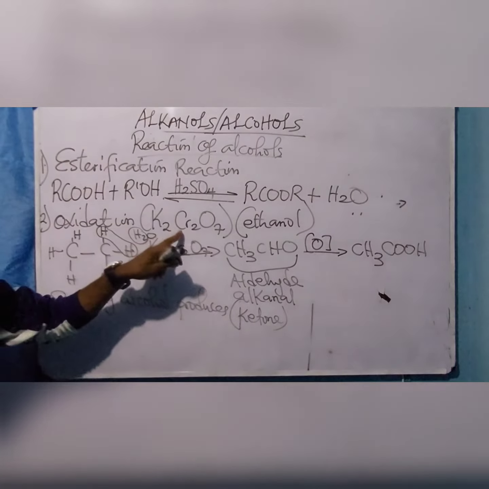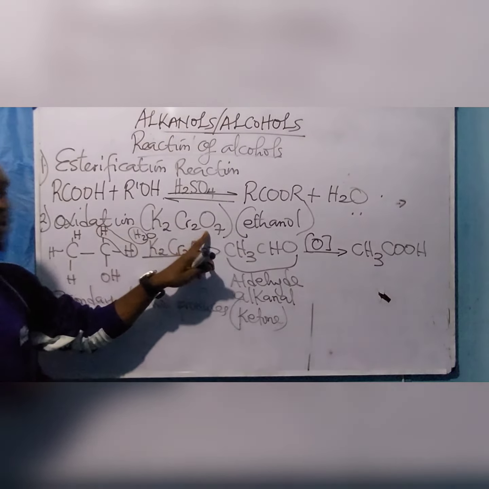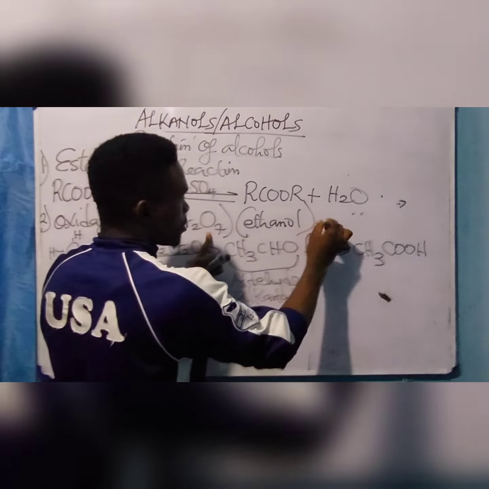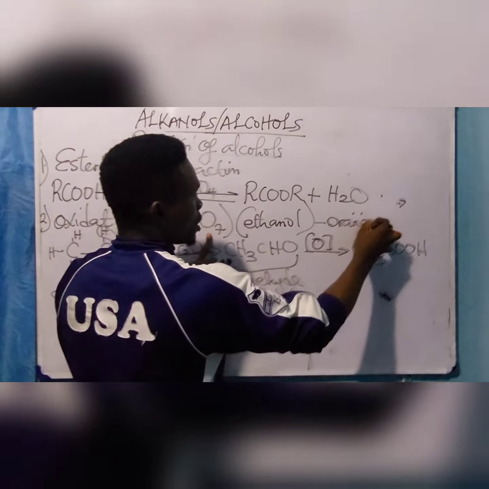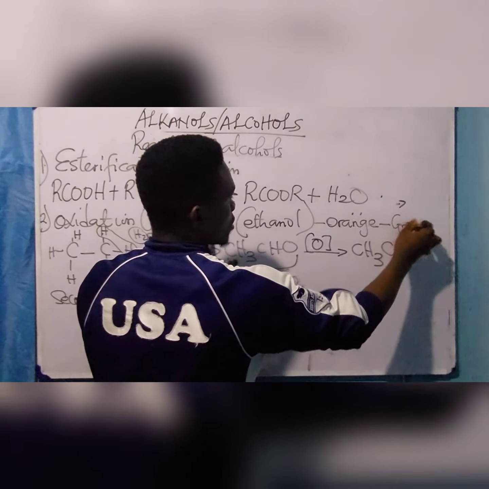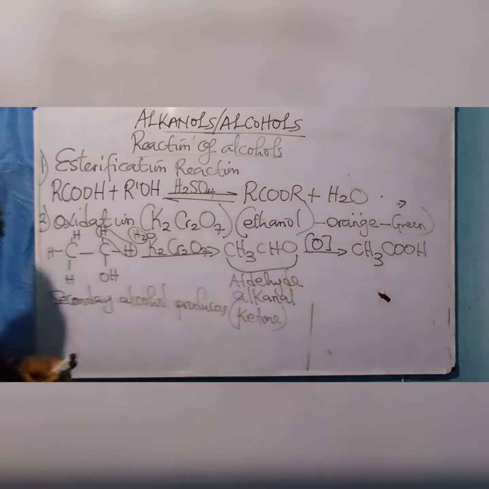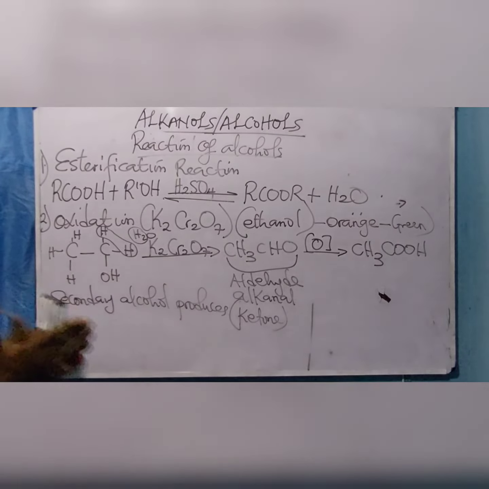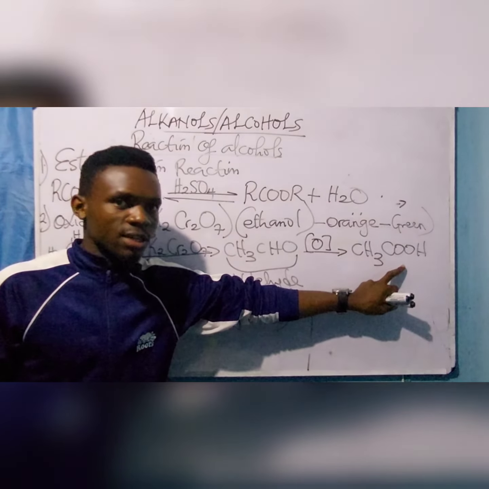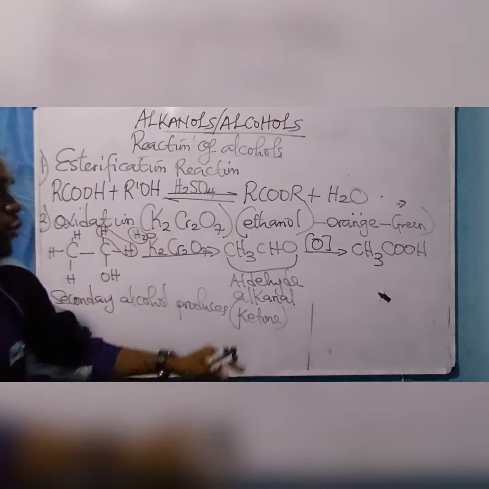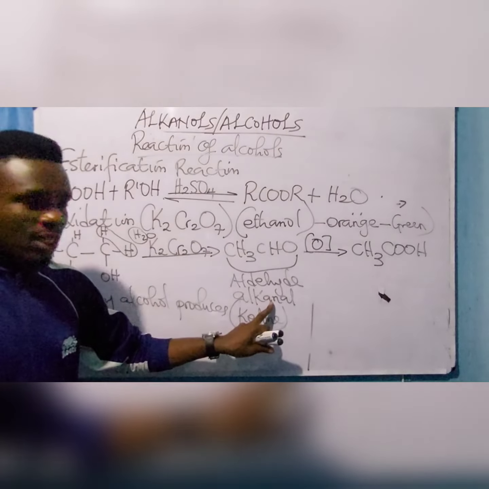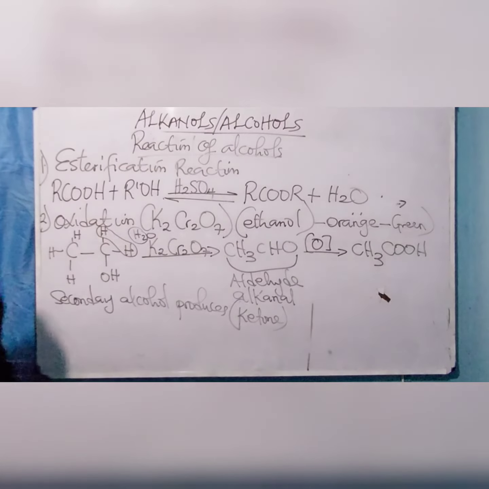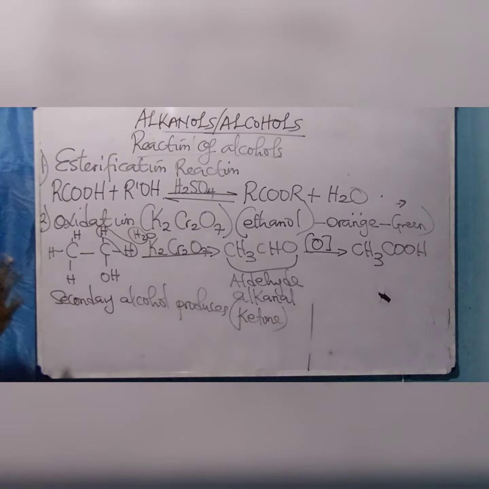So please, during this process, this potassium heptaoxodichromate(VI) changes from orange to green. Please take note of the color change. It changes from orange to green during this reaction. So please, complete oxidation of primary alcohol results in the production of a carboxylic acid, while the partial will produce aldehyde or alkanal. The secondary alcohol produces ketone. Tertiary alcohol cannot be oxidized.